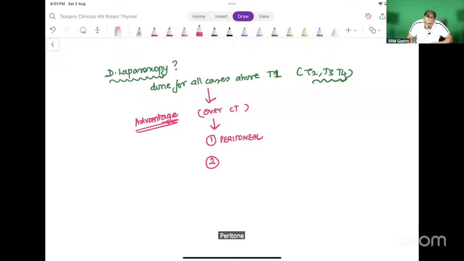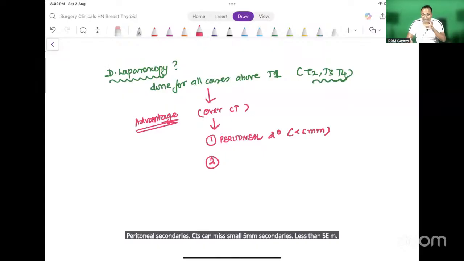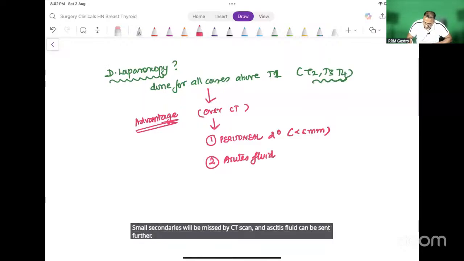Peritoneal secondaries. CT scan misses small secondaries less than 5 mm. And ascitic fluid can be sent for cytology for malignant cells.